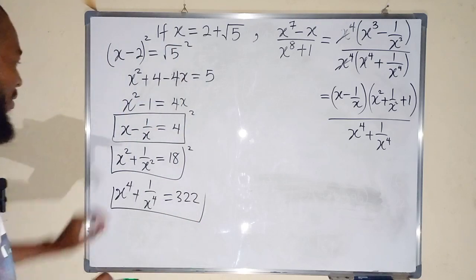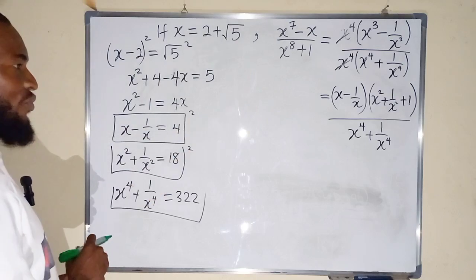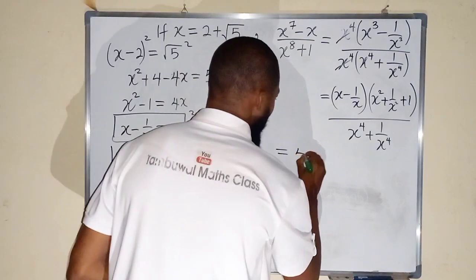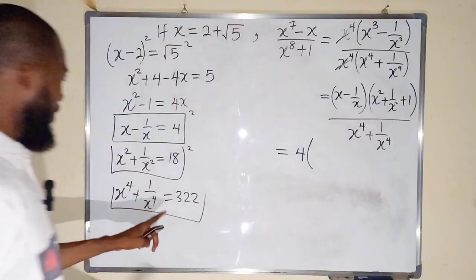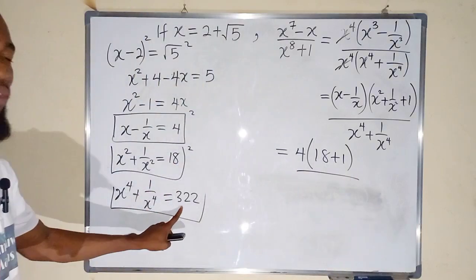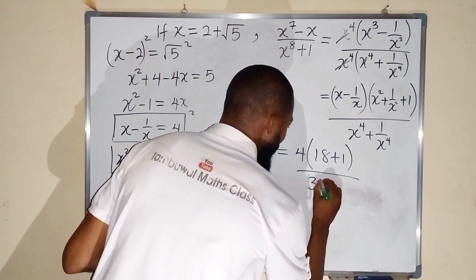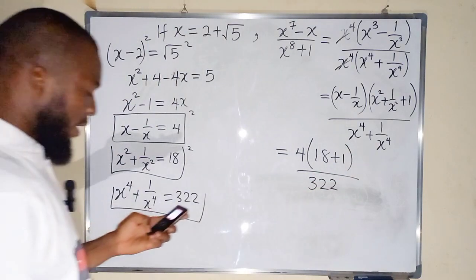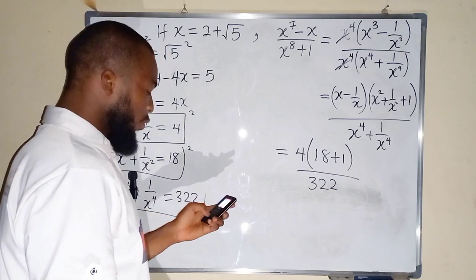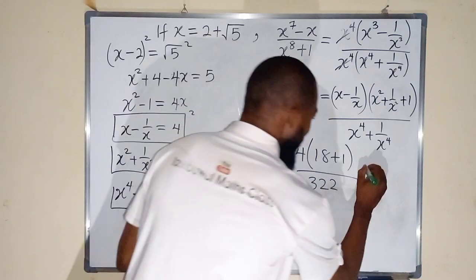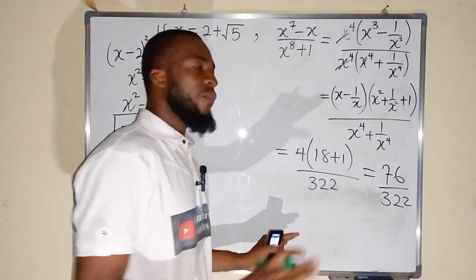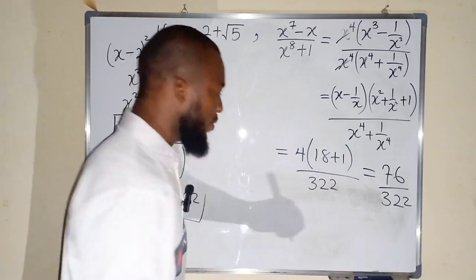Now we have obtained everything. Let's substitute them back into that expression. This is equal to x minus 1 divided by x, which we have here as 4, multiplied by 18 plus 1, divided by 322. So let me use my calculator here. I have 18 plus 1, which is 19. Then you multiply by 4, you have 76. You divide by 322. This is our final answer, but since we have a common factor, we can reduce it to the lowest term.